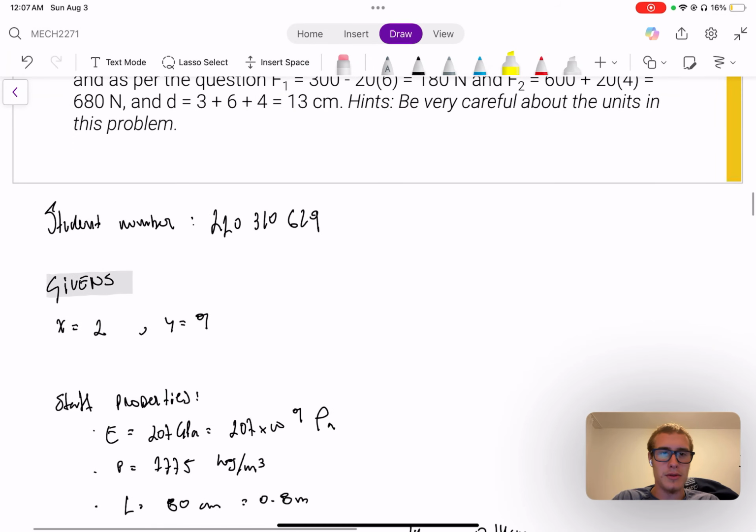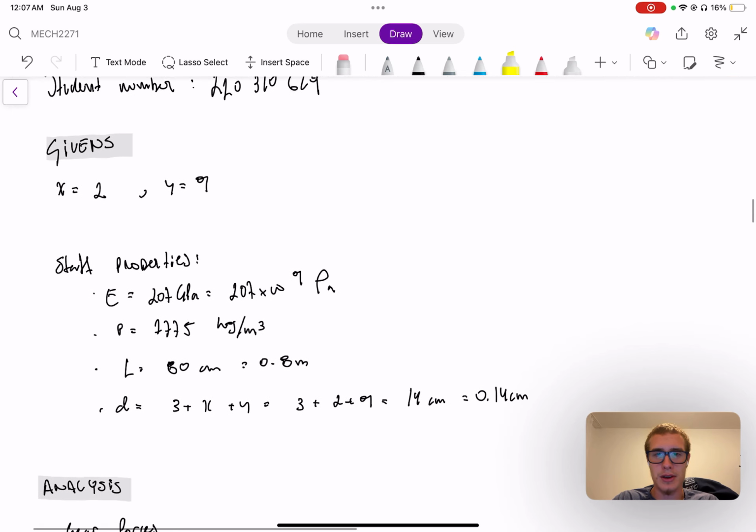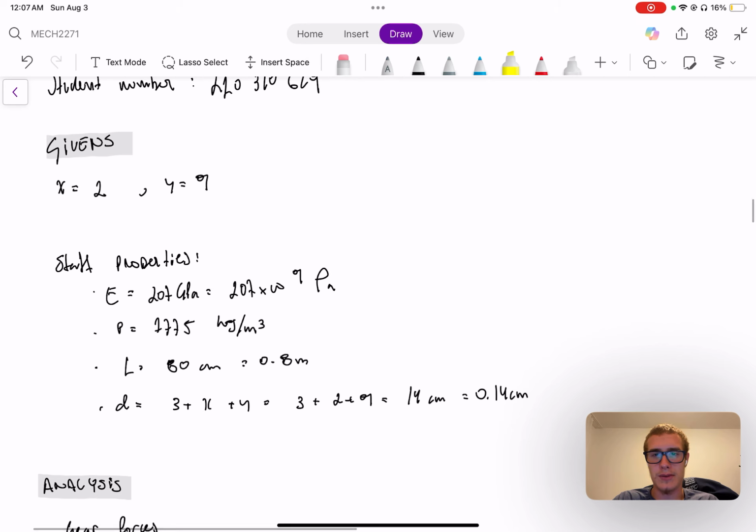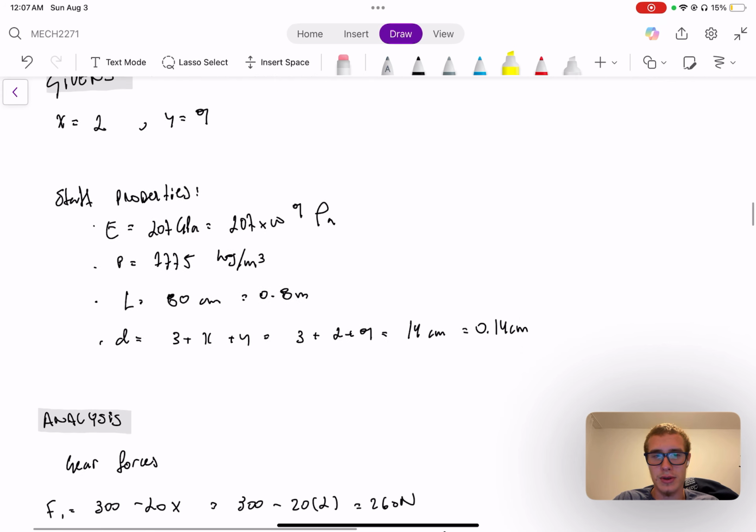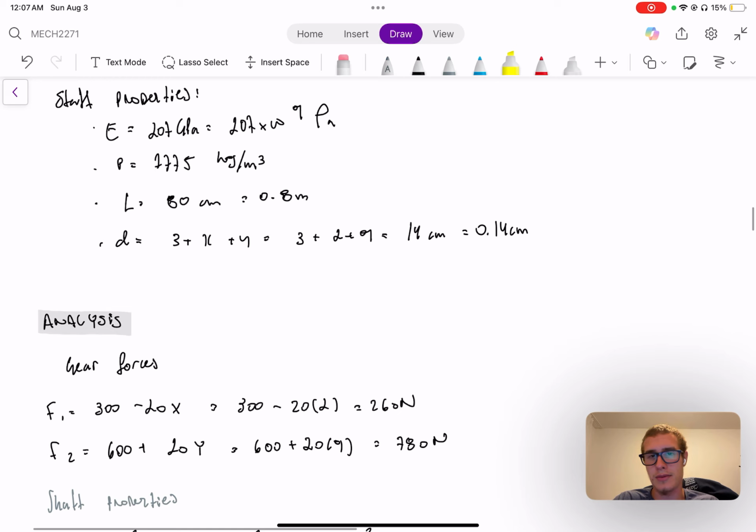My student number is 220-310-629, which makes x 2 and y 9. The shaft properties are Young's modulus, 207 GPa, which converts to 207 times 10 to the 9 pascals. The density is 7,775 kilograms per meter cubed. The length is 80 centimeters, which transforms to 0.8 meters, and the diameter is 3 plus x plus y, which is 3 plus 2 plus 9, which equals 14 centimeters or 0.14 meters.